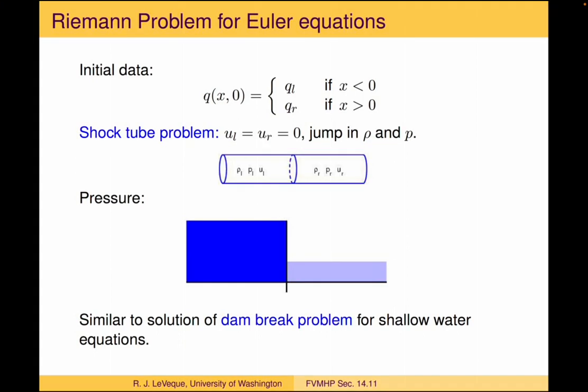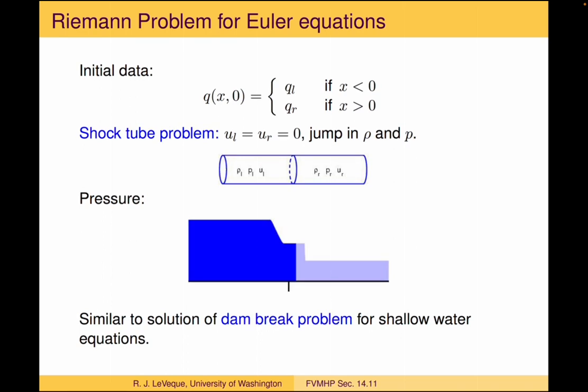And this kind of shock tube has actually been used a lot in experimental studies to understand the properties of gases. And it's analogous to the dam break problem for the shallow water equations, where we assume 0 velocity on both sides, but a jump in the fluid depth in that case. And what you see is something very similar to the dam break problem. Starting with the high pressure on the left, lower pressure on the right, you get a shock wave that moves to the right, which would be a 3-wave in this case, and a rarefaction wave moving to the left, which would be a 1-wave.